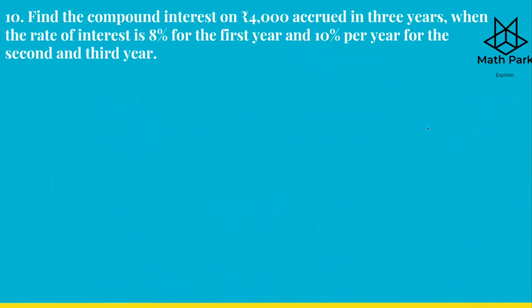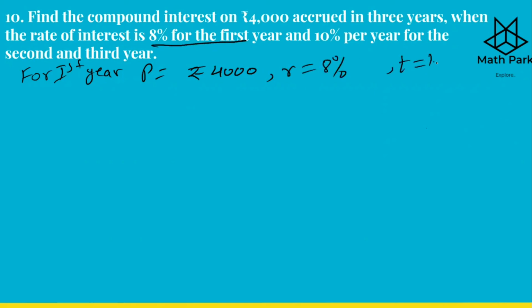Okay, the last question of the exercise. Find the compound interest on rupees 4,000 accrued in 3 years when the rate of interest is 8% for the first year and 10% for the second and third year. So for the first year, your principal is equal to rupees 4,000. The rate of interest is 8% for the first year. The time is 1 year. So you get interest is equal to 4,000 into 8 into 1 upon 100. So 4 8s are 32 and cancelling the zeros, you get the interest as rupees 320.